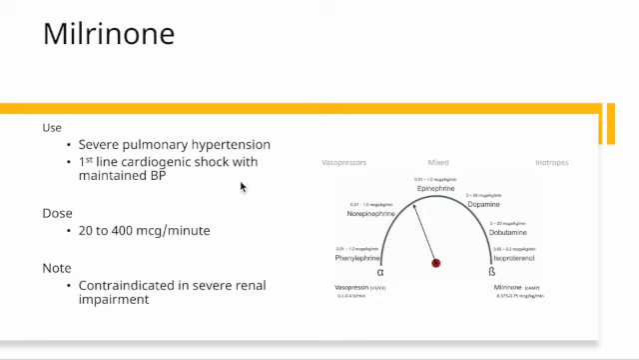Milrinone, again, is first line, just like dobutamine, in patients with cardiogenic shock and a maintained blood pressure. The advantage of milrinone is that it decreases pulmonary vascular resistance. It can be used in patients with right-sided heart failure or in those with severe pulmonary hypertension. Milrinone is renally excreted, so it's contraindicated in those with severe renal impairment.